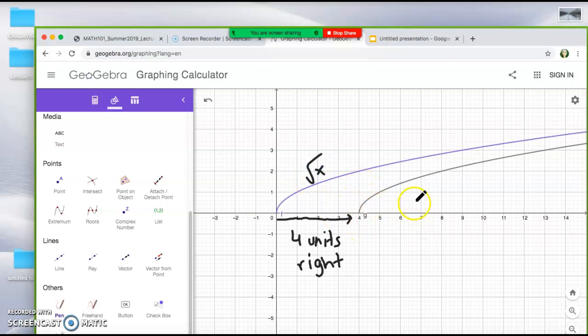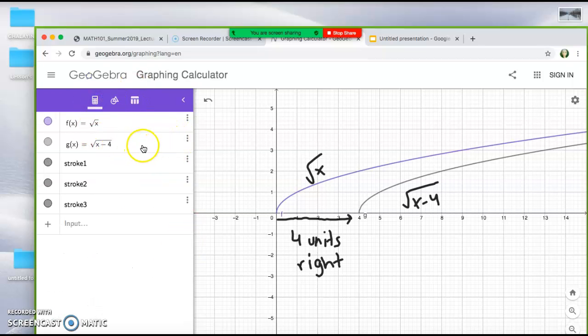This is the function square root of x, and then this one's x minus 4 under the radical, right? Every point gets moved 4 spaces to the right. Right here, this point goes 4 spaces to the right. All the points go, you see, 1, 2, 3, 4. All the points go 4 spaces to the right. Okay? Now let's see what happens.